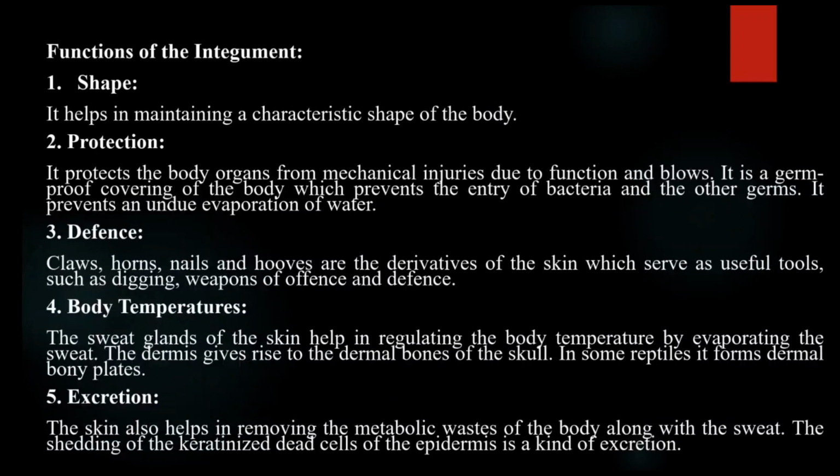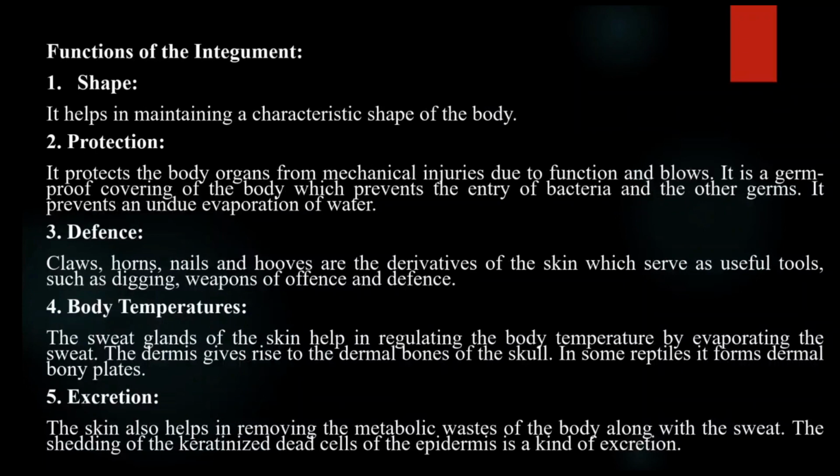Next, coming to the functions of integument, they provide shape, protection, and act as a defense mechanism with the help of some skin derivatives like claws, horns, nails, hooves and so on. And the sweat glands in the integumentary system help to maintain body temperature. Its skin also acts as an excretory organ.